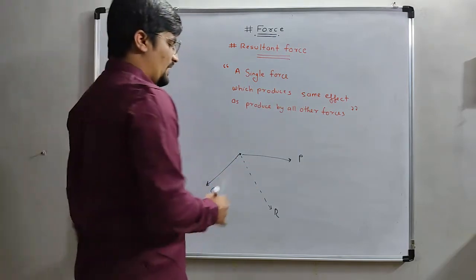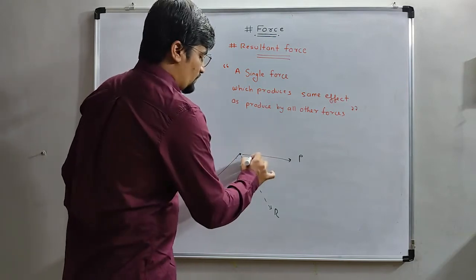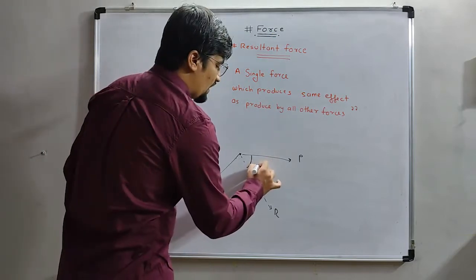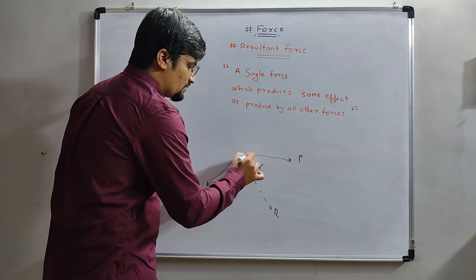And it makes an angle with the largest force, which is the bigger force. It is considered as alpha, and the angle between these two is considered as theta.